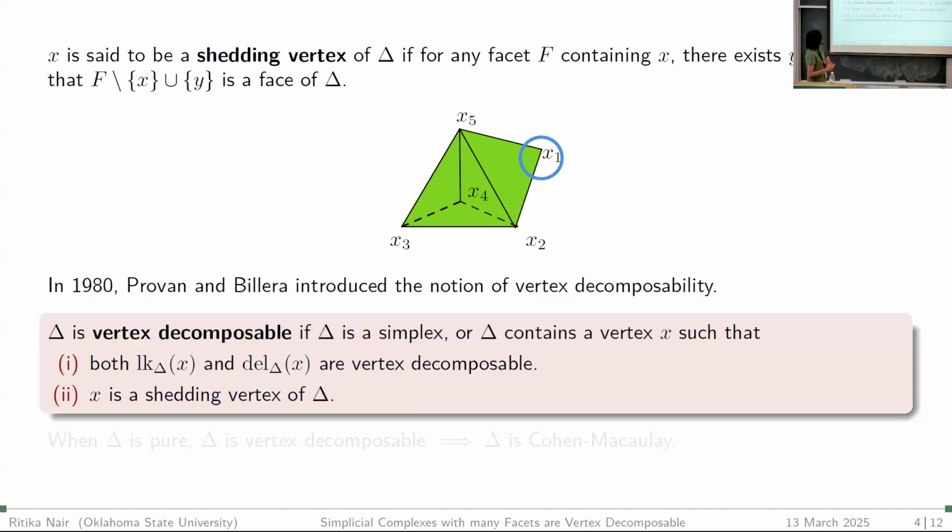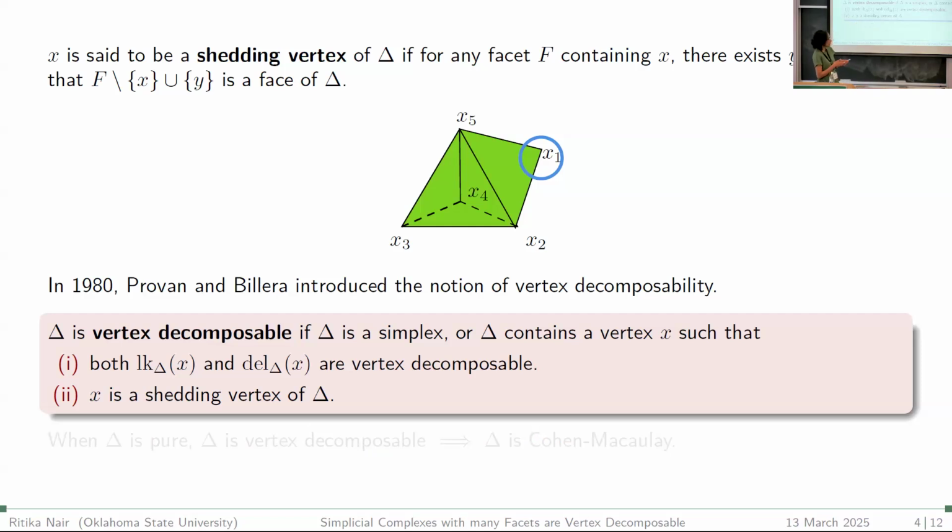And it's a recursive definition. A complex is said to be vertex decomposable if either it is a simplex. A simplex means it's just consisting of one facet. So either it's just a triangle, for instance, or an edge or something like that. So it's a simplex, or it contains a vertex x such that both the link and deletion are also vertex decomposable, and x itself is a shedding vertex.